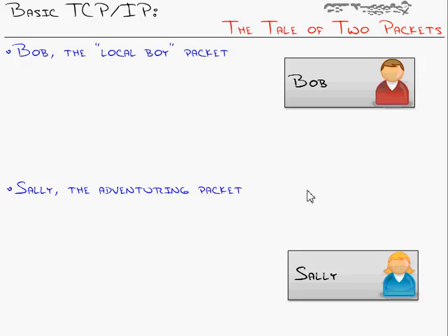I'd like to wrap up our basic TCP/IP section by talking about the tale of two packets. Really what I'd like to do here is walk us through a scenario watching two packets, Bob and Sally, as they traverse the network. My hope is that as you walk through this video, you're not going to see anything new. You're more so going to see all of the concepts that you've seen in the basic TCP/IP sections up till now put together in one nice flow from end to end.